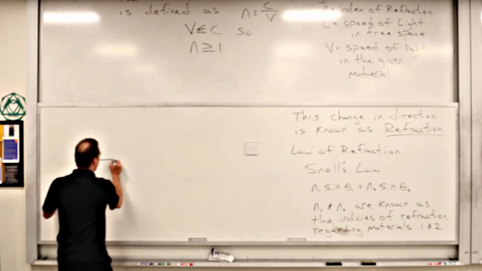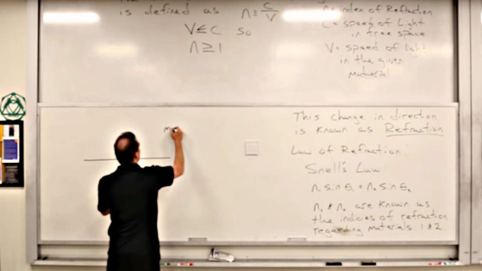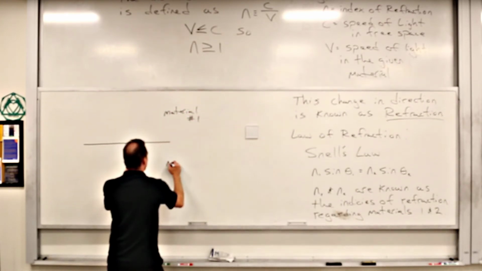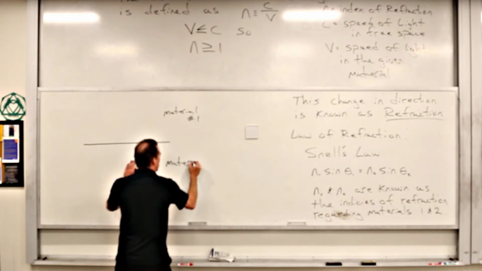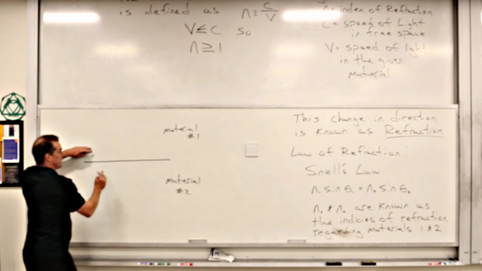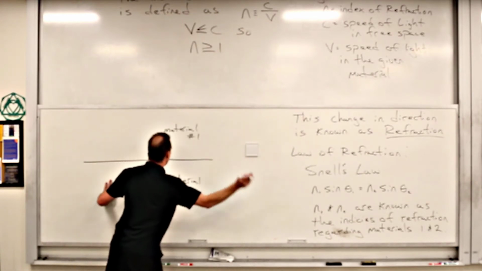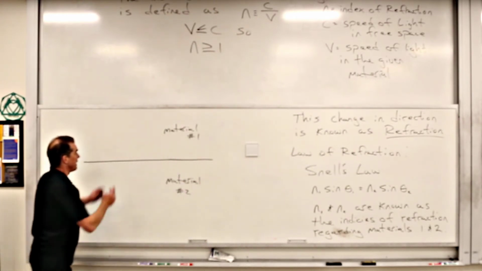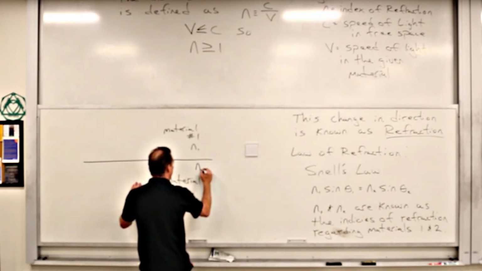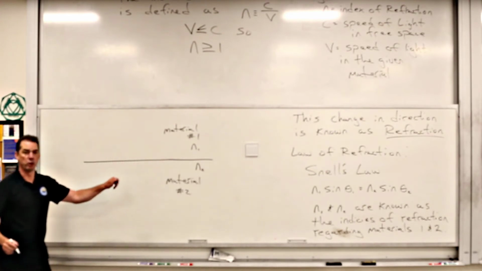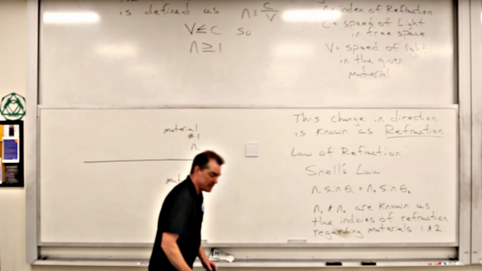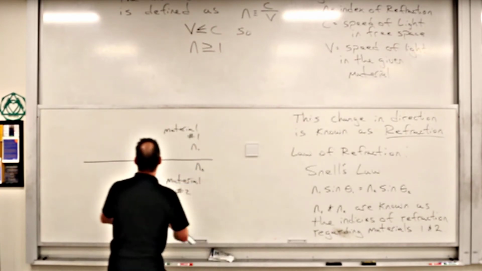So I can take some interface boundary between two materials. I can take this to be material number 1, and this to be material number 2. This is the boundary that separates the two materials. Material number 1 has some index of refraction n sub 1, material number 2 has some index of refraction n sub 2, that correlate with the speed of light in those given materials. And then we can take ourselves some incident light ray.